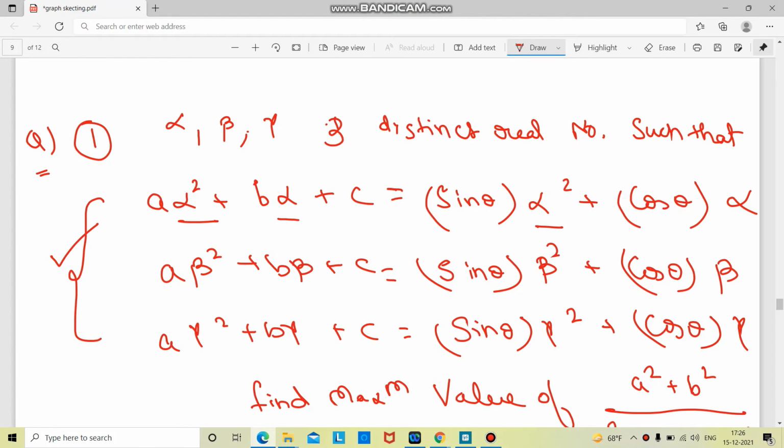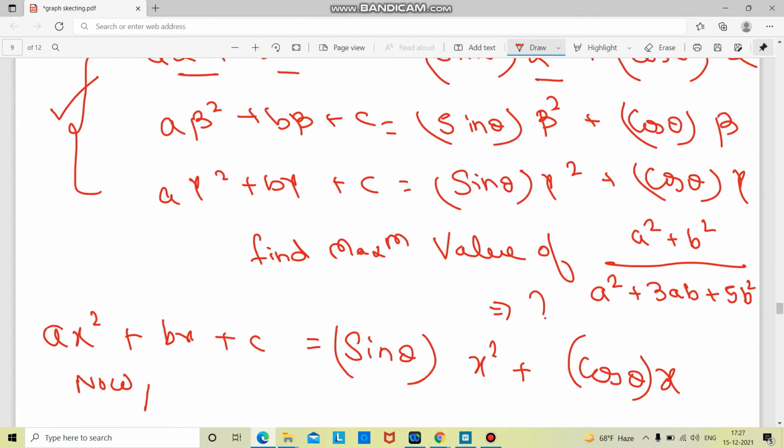This question says alpha, beta, gamma are three distinct real numbers such that a alpha square plus b alpha plus c equals sine theta into alpha square plus cos theta into alpha, and similar equations are given for beta and gamma. We can see that there are three equations given, and all of them look like a quadratic equation. So we can assume it like this.